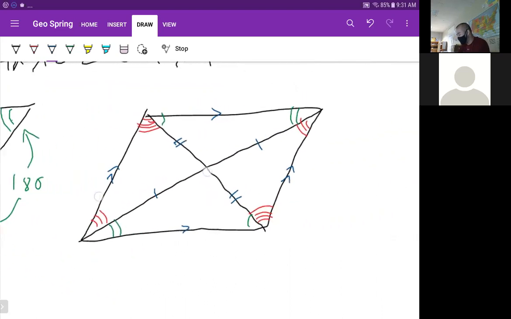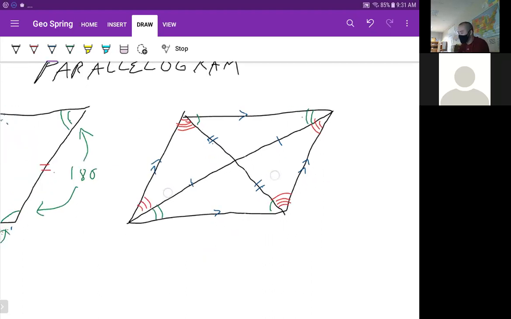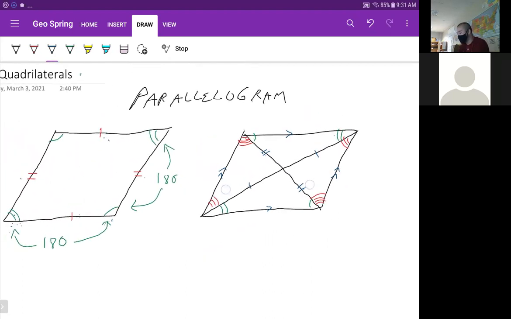When you have diagonals, diagonals bisect each other. So this length would be equal to this length. Same thing over here with these two. Then you have angles that match up as well. If you remember this from last semester, these two green ones with the double mark would be alternate interior angles and they're the same. So these are the properties of parallelograms.